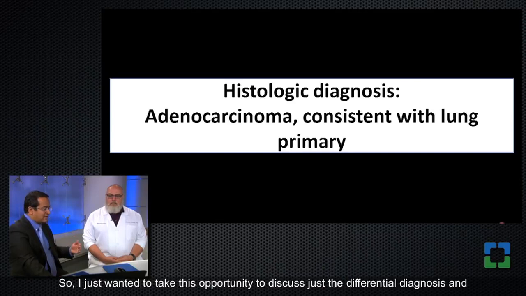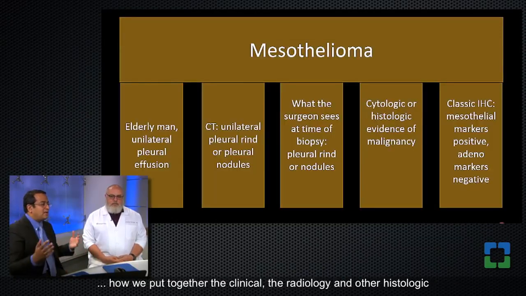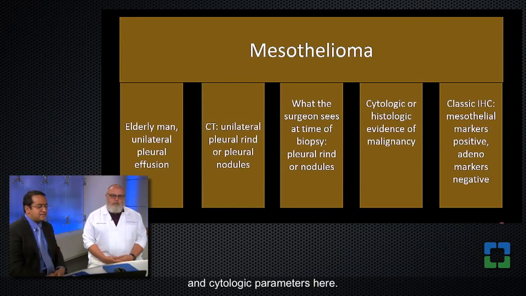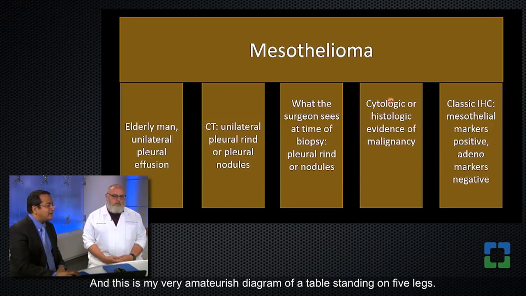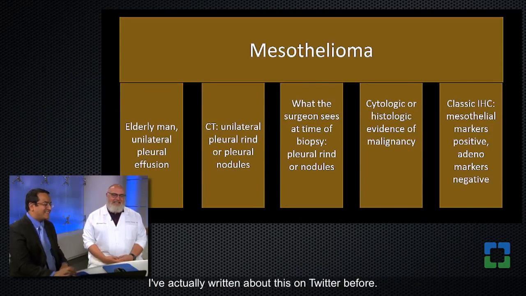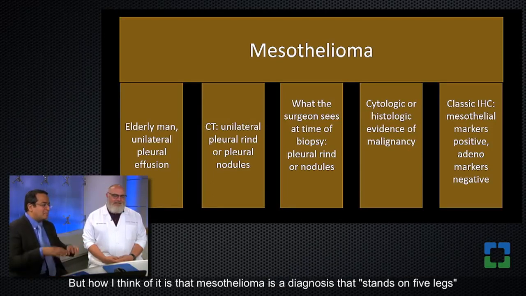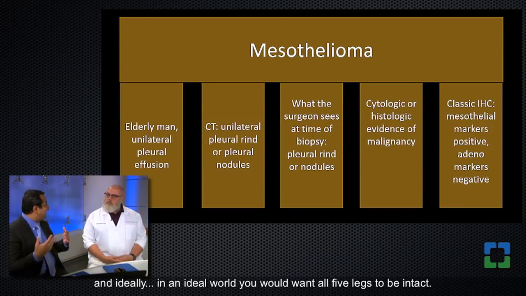So I just wanted to take this opportunity to discuss just the differential diagnosis. Sure. And how we put together the clinical, the radiology, and other histologic and cytologic parameters here. So I try to think of it as a table. And this is my very amateur diagram of a table standing on 5 legs. I've actually written about this on Twitter before. But how I think of it is that mesothelioma is a diagnosis that stands on 5 legs. And ideally, in an ideal world, you would want all 5 legs to be intact.